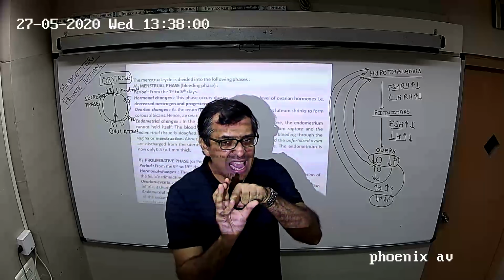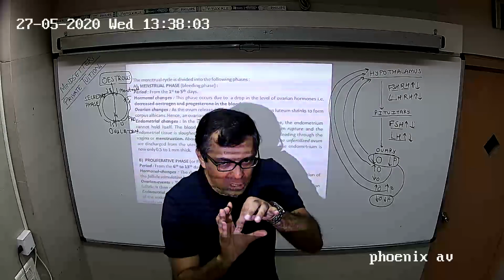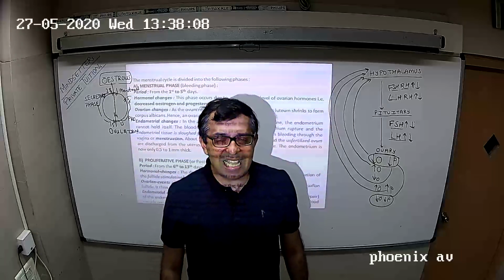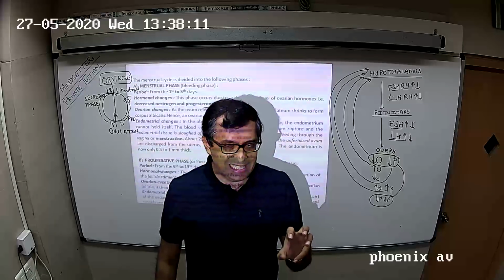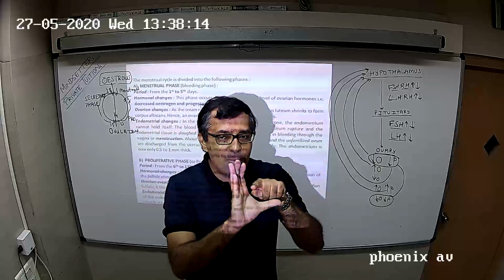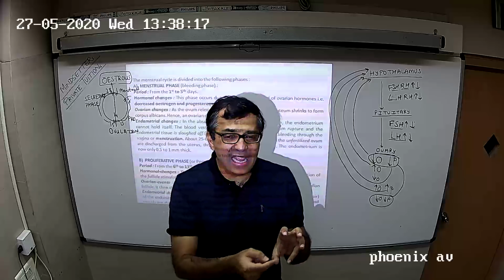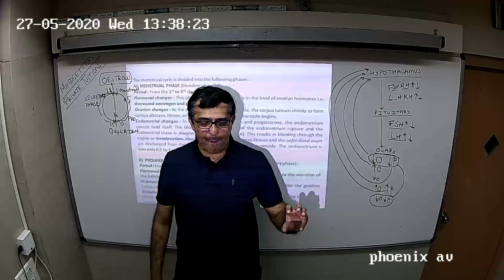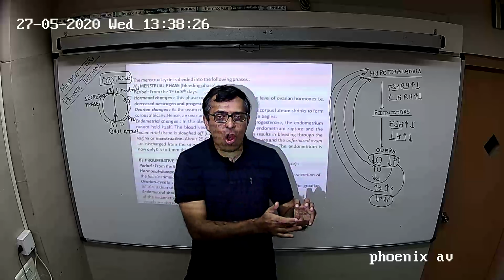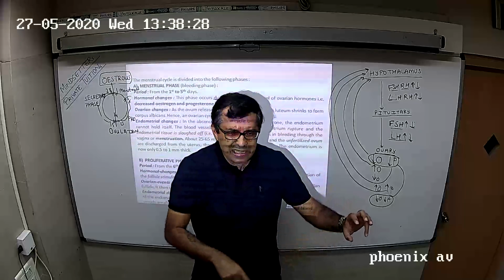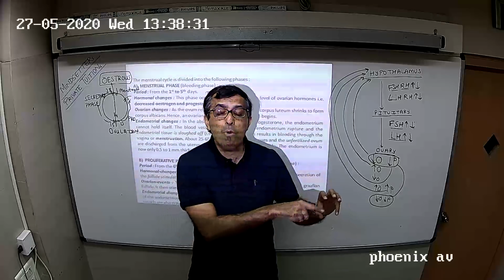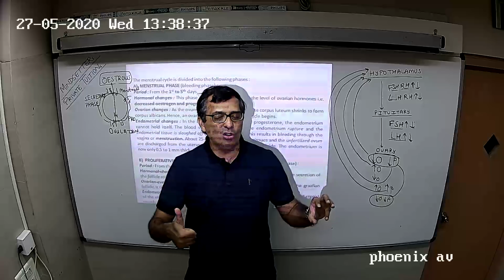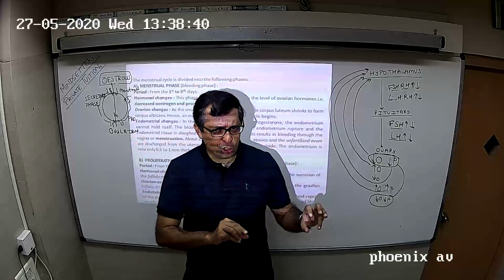Corpus hemorrhagicum, red blood cells are stimulated by LH to become yellow colored lipid rich cells called luteal cells. And LH converts red blood cells into yellow colored luteal cells and the structure formed is called corpus luteum. LH acts on the corpus luteum and corpus luteum starts secreting both progesterone and estrogen, of which high amount of progesterone, some amount of estrogen.